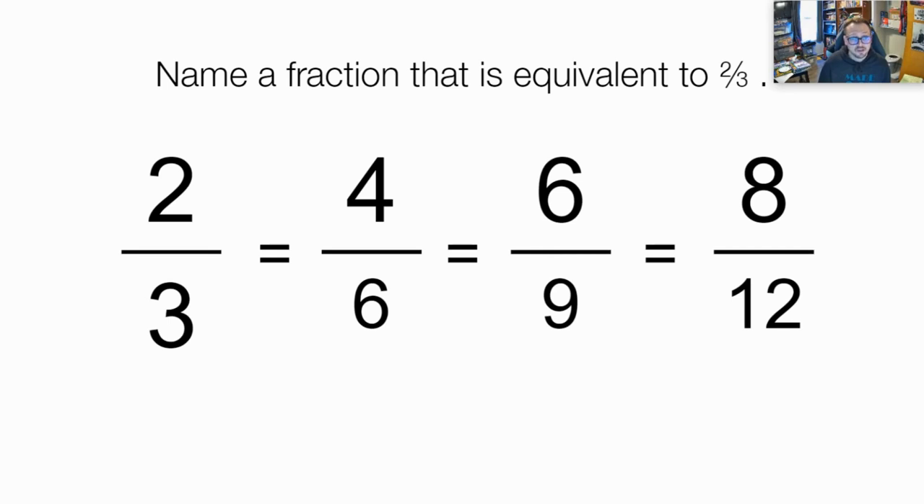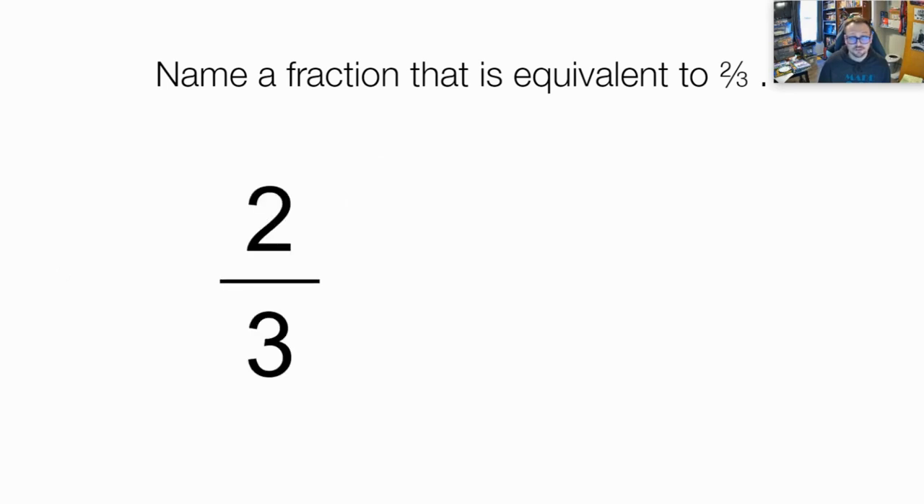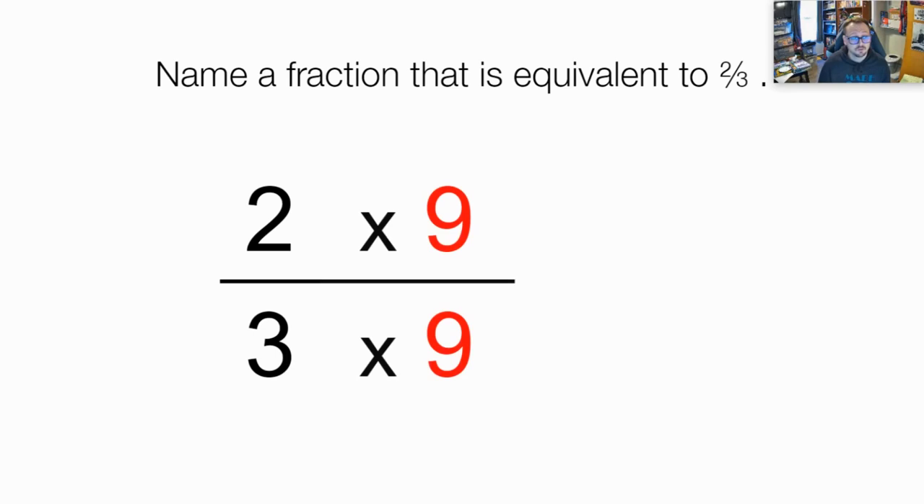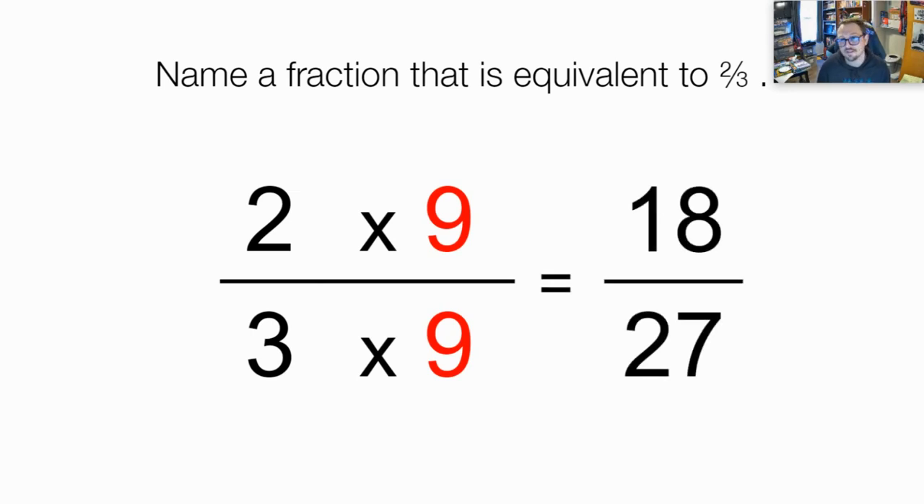Or maybe you chose to multiply. So I'm just going to pick, what if I multiply both those by 9? An equivalent fraction for 2/3 could also be 18/27. There's so many different answers that you could have done. So hopefully, you did it correctly.